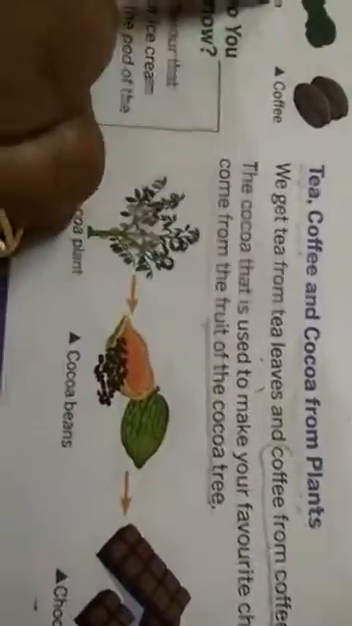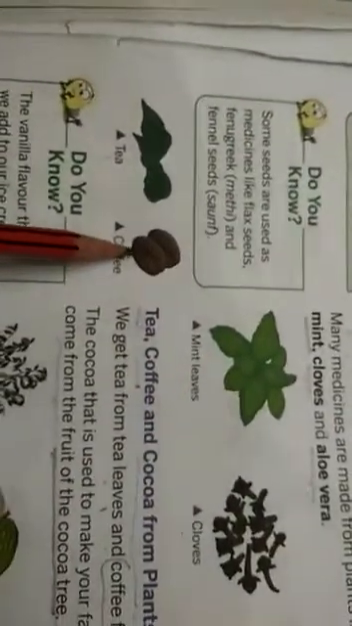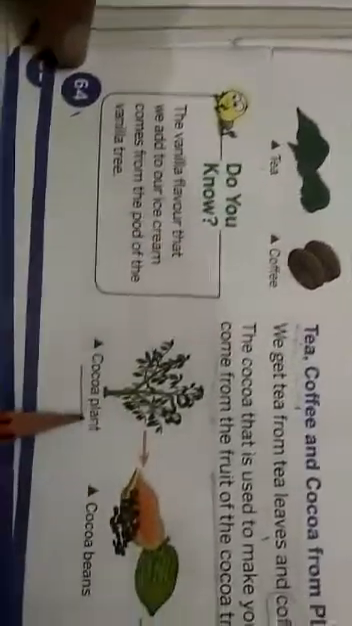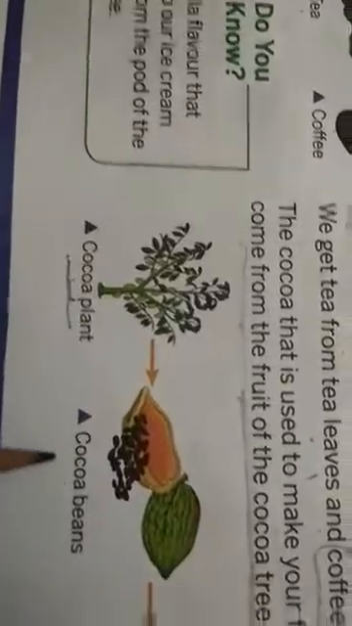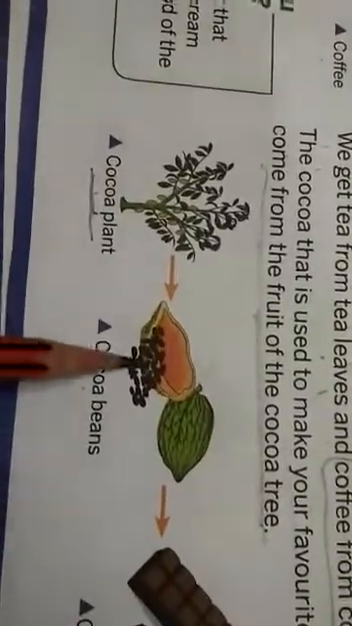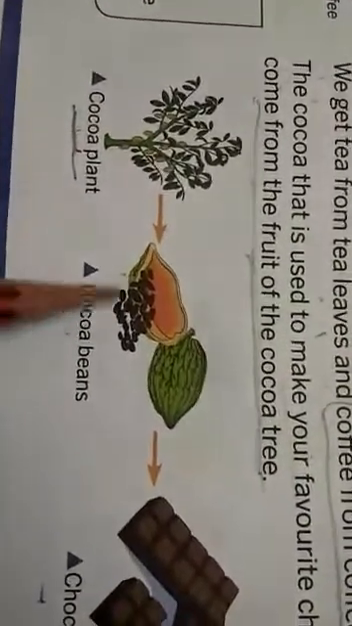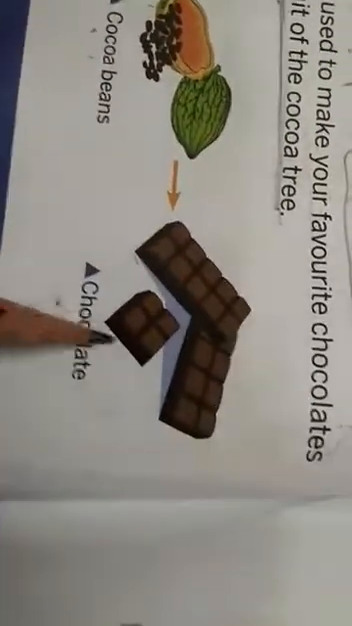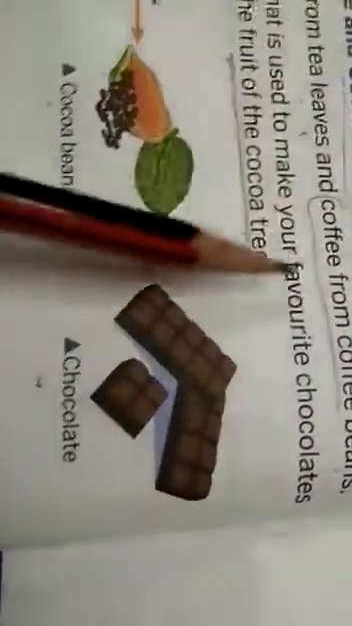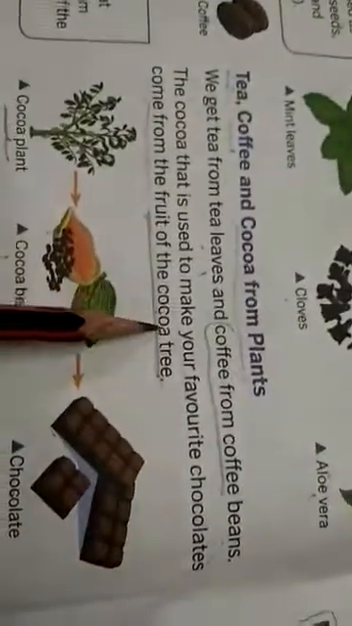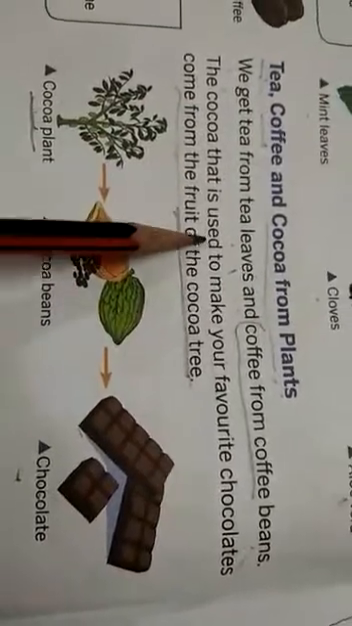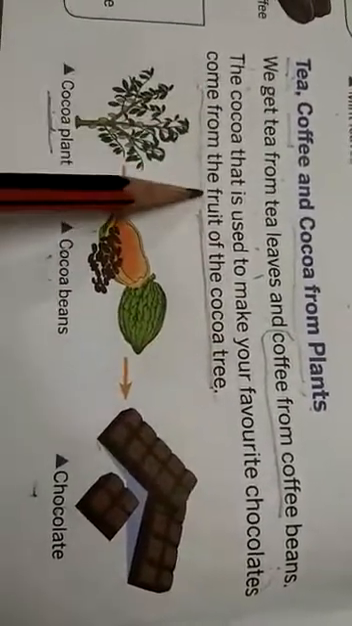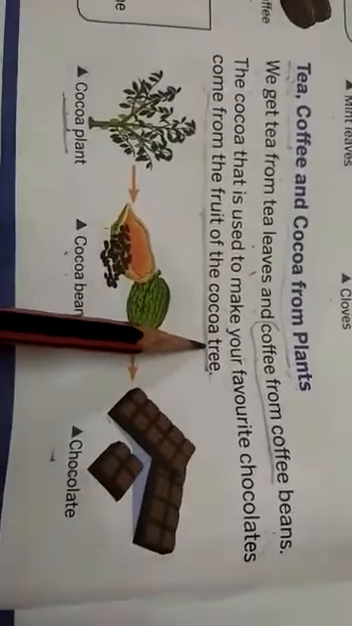Now this is the tea leaf. This is the coffee. Here you can see it is a bean. So this is the coffee bean, brown color. Now this is the cocoa plant. Then it bears fruit, and the cocoa beans are inside this. Yes, and then they take it from there and powder it, and then chocolates are made. So how are chocolates made? From the fruit of a cocoa tree.